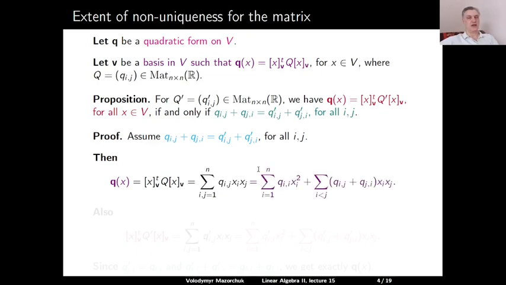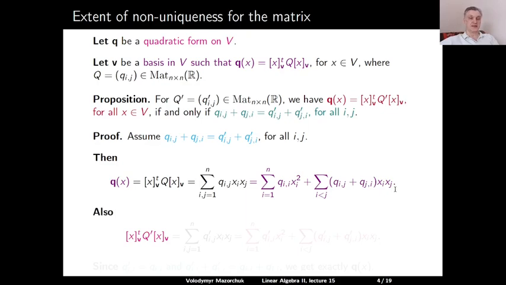So here we can take out the diagonal part. So this is a sum over all i, q_ii times x_i squared. And in the rest, we know that x_i x_j is equal to x_j x_i. So we can write the rest of the sum as a sum over all i which are smaller than j. And then the coefficient would be q_ij plus q_ji times x_i x_j.